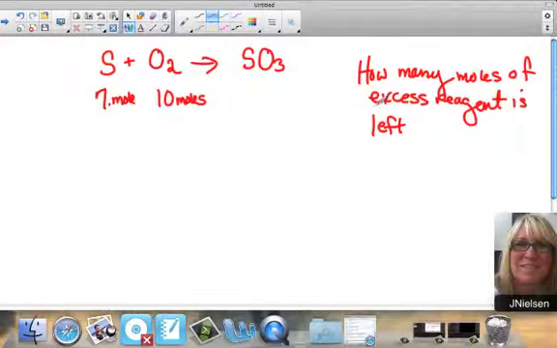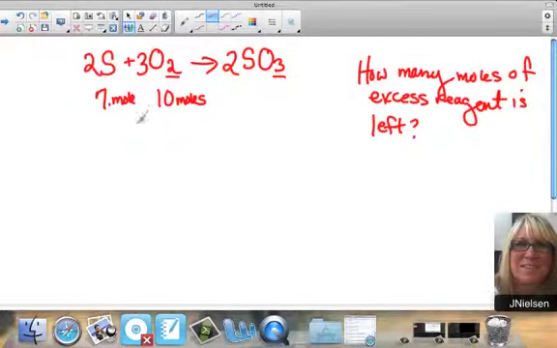Unused. Excess means it was unused. So that means we're talking about S or O2. In order to solve this equation, the first thing we need to do is balance it. So we're going to put a 2 here, because 2 times 3 is 6, and a 3 here, because we had an uneven number here, so we have to go with the least common multiple. And then we need a 2 here.